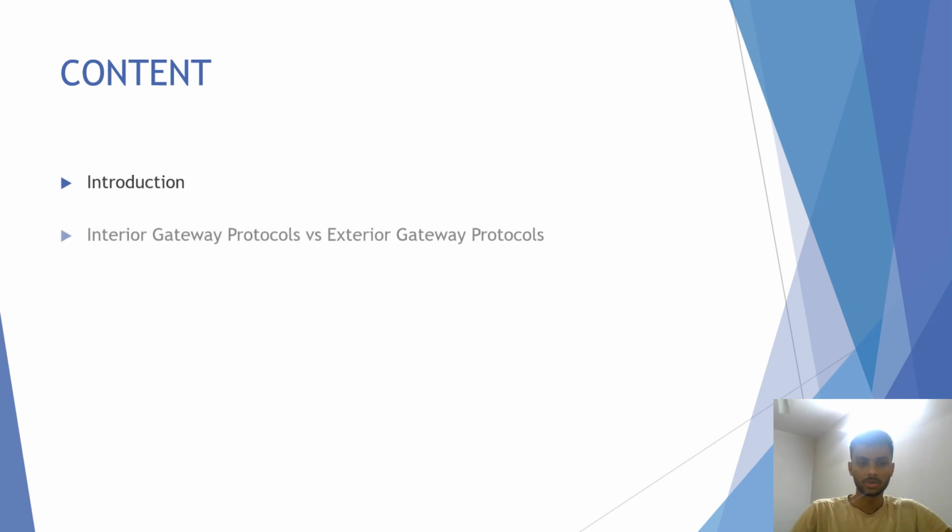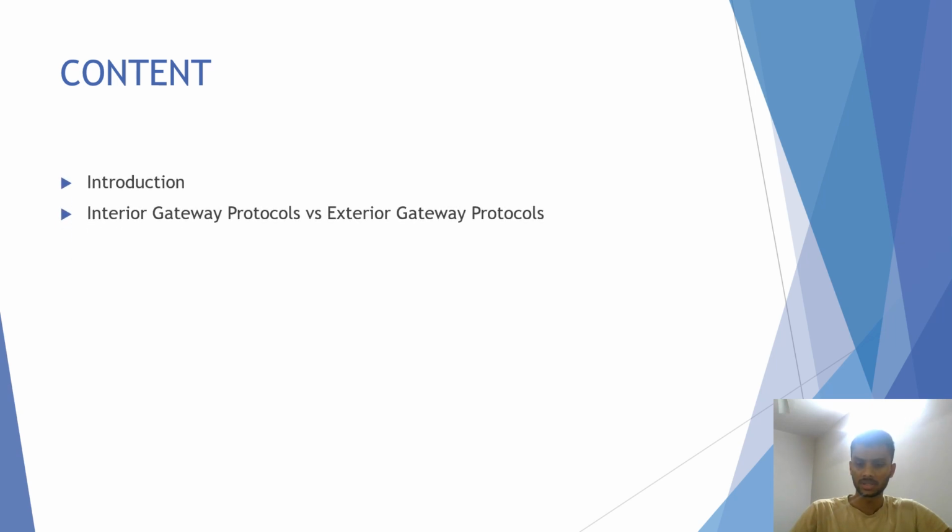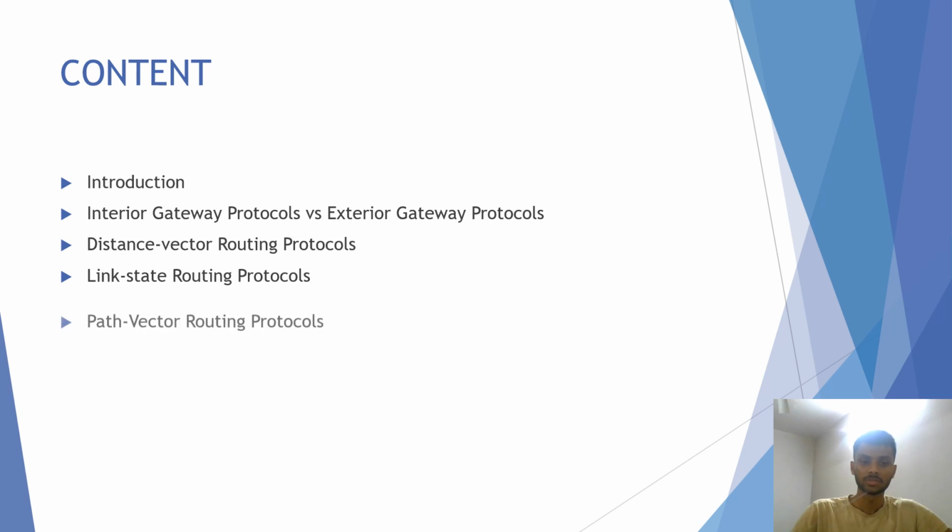Coming on to the first topic, the index. First, the contents of the video are going to be the introduction. Then we're going to be looking at interior gateway protocol versus exterior gateway protocol. Then distance vector routing protocols, link state routing protocols, path vector routing protocols, and then the last part, the conclusion.